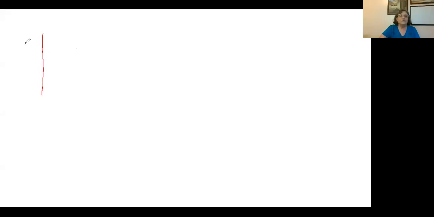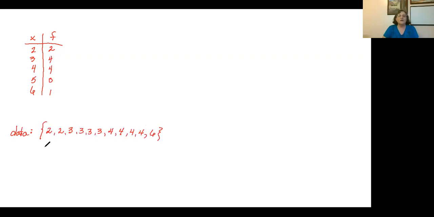Here's a sample problem. We're given a table with the values and their frequency. The values here are 2, 3, 4, 5, and 6. And the frequencies are given as 2, 4, 4, 0, and 1. This data set is what this table with the frequencies represents. The frequency is how many times that value showed up in the data.